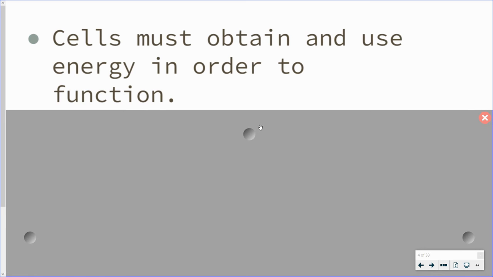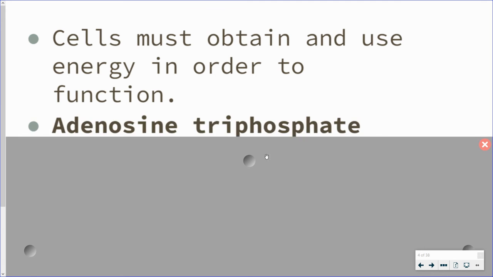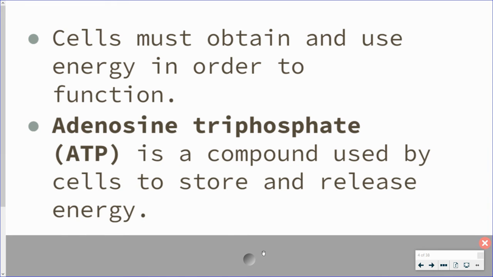All living things have three general criteria that they must meet in order to be classified as living. They have to have genetic information, they have to consume energy, and they have to be able to reproduce on their own. Cells, because they are alive, must consume energy. ATP, adenosine triphosphate, is the compound that's used to store and release energy in cells.